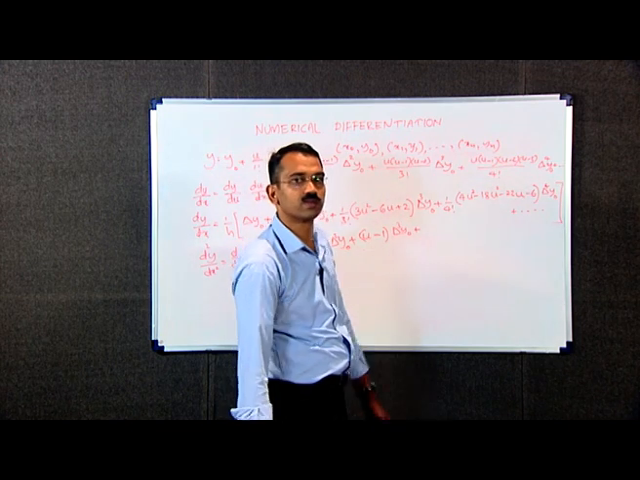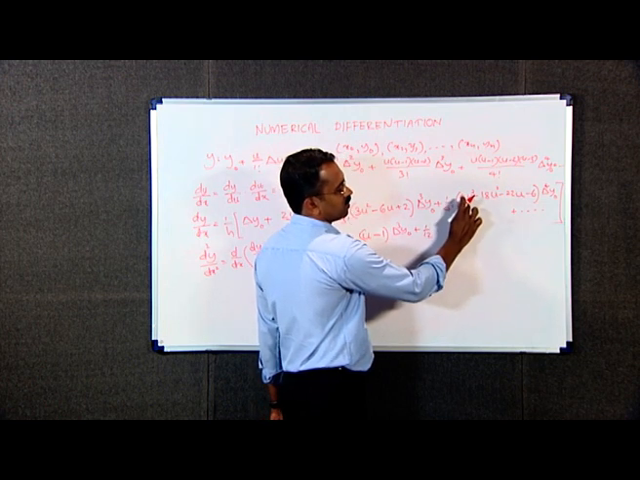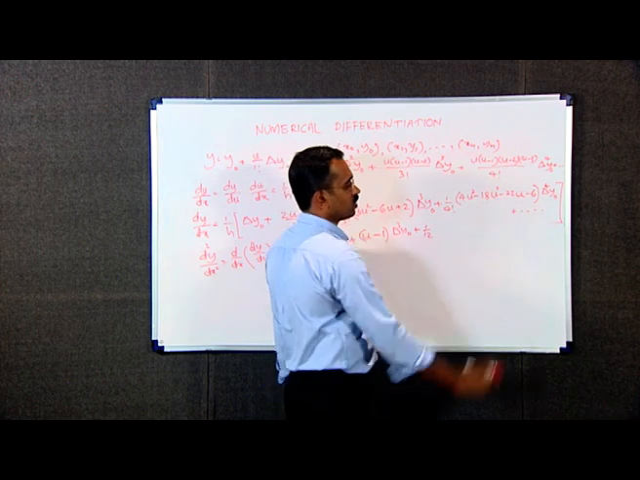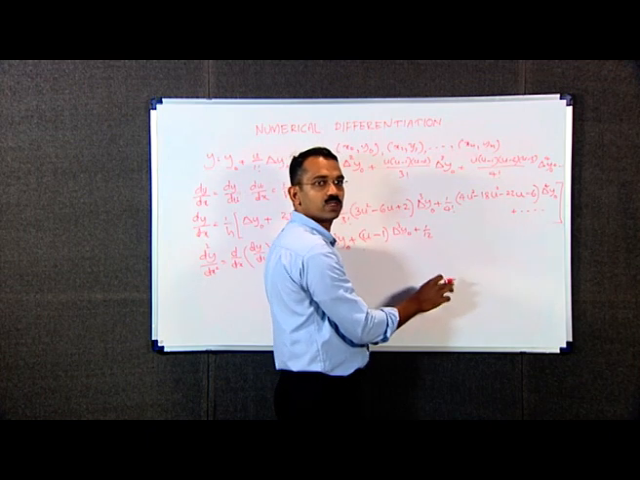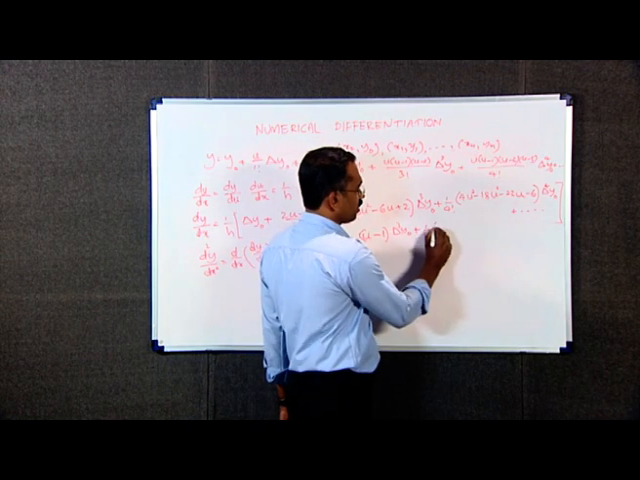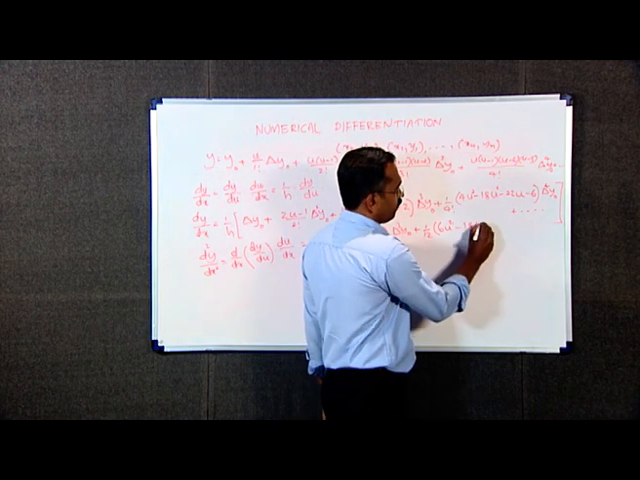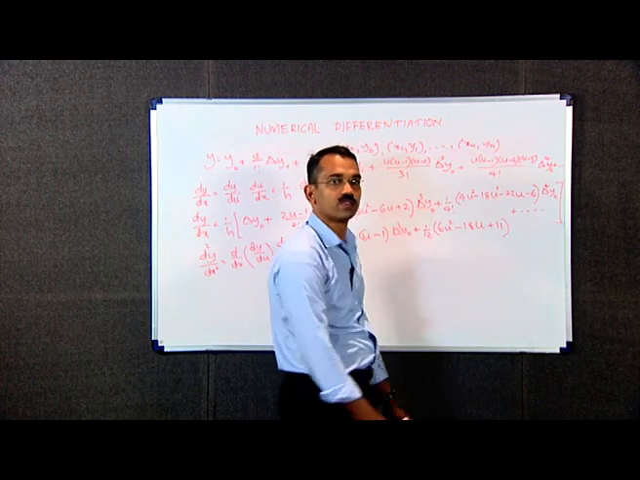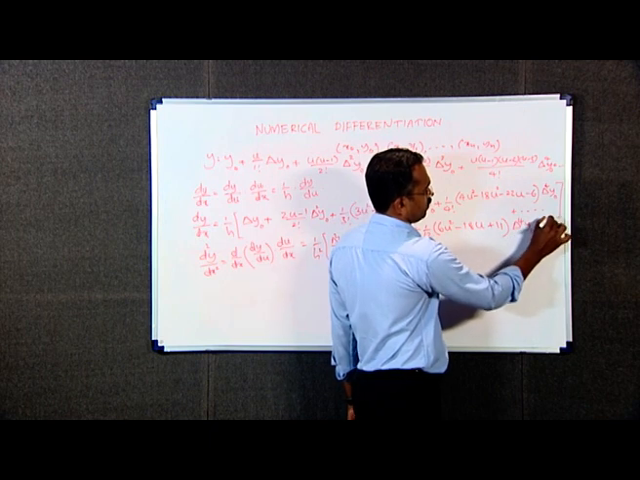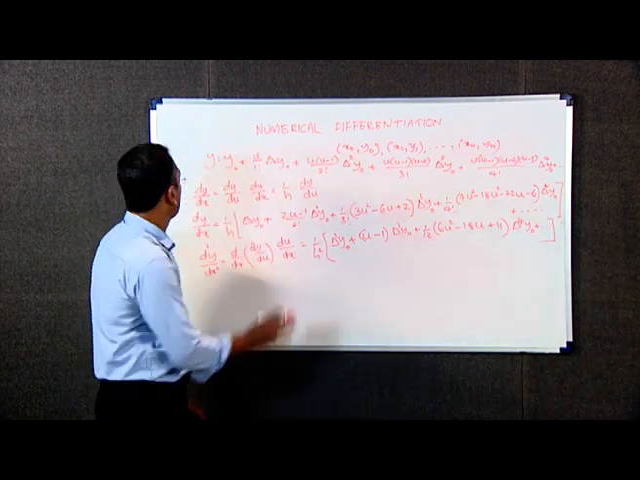Plus the next term is 1 by 12 into, here the derivative is 3 into 4 u square, 12 u square minus 36 u minus 22. 4 factorial means 1 into 2 into 3 into 4, that is 24, therefore we get 1 by 12 into 6 u square minus 18 u plus 11 delta raised to 4 y naught plus etc. This is the second derivative of y.